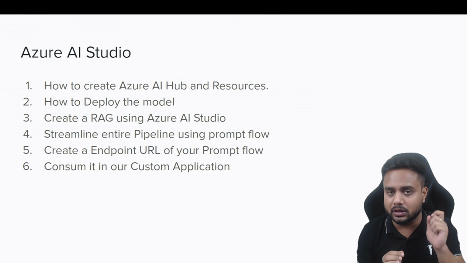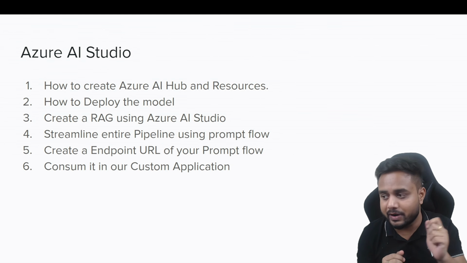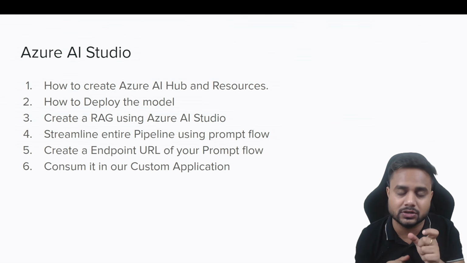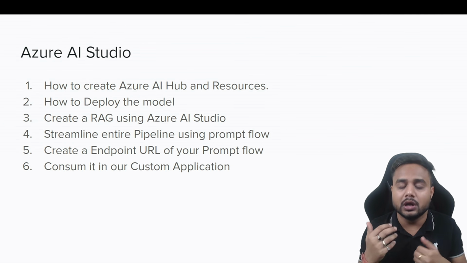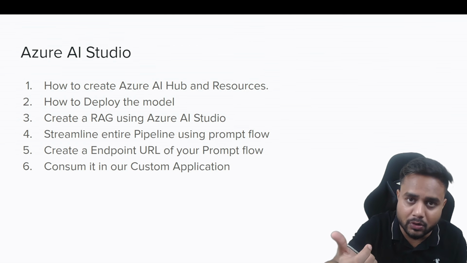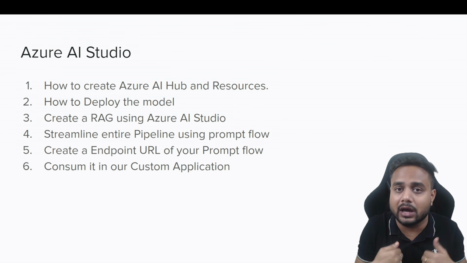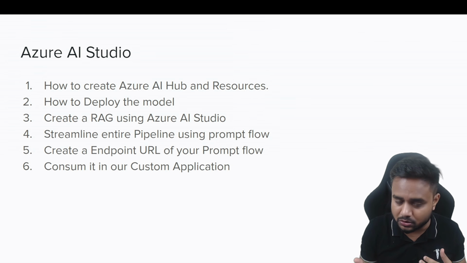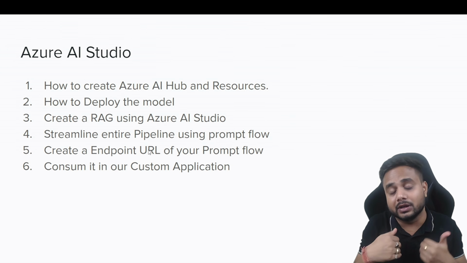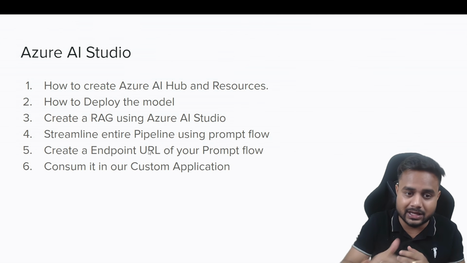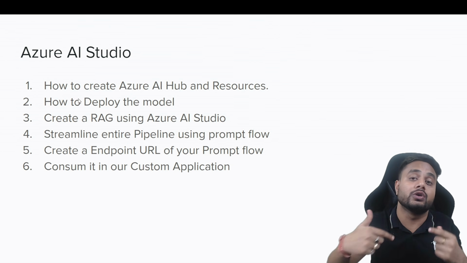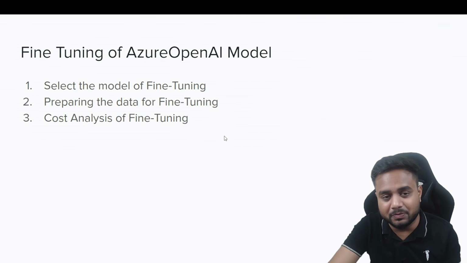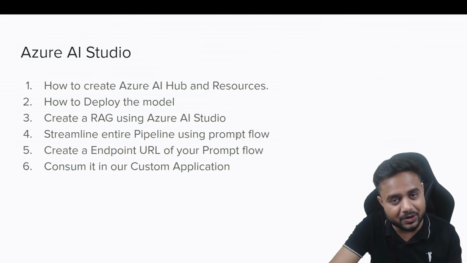It provides one specific service that is called prompt flow. With that, we can create our own custom application. We can deploy it, we can generate the endpoint URL, and we can connect with our own custom application also. So at the end, we will create our own chatbot using Flask, and we'll try to consume the RAG model from where? From the Azure AI Studio. So I hope this syllabus is clear to all of you.